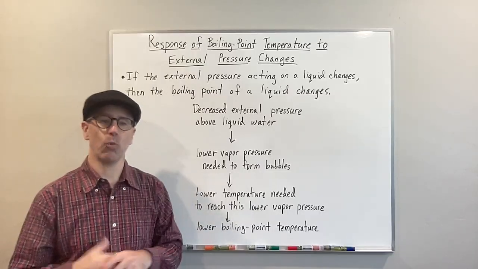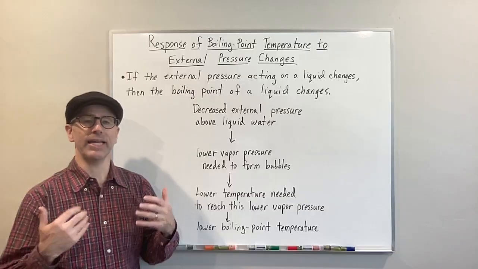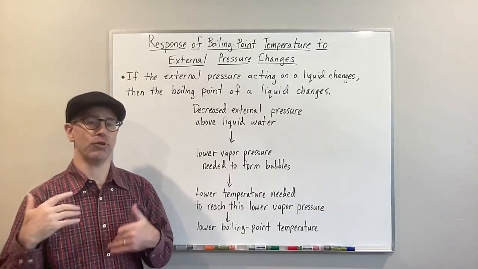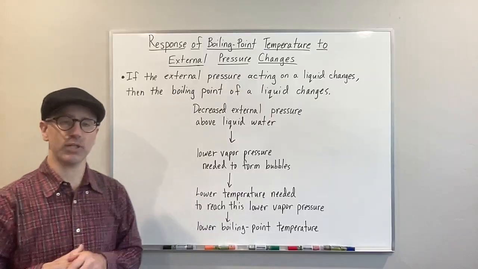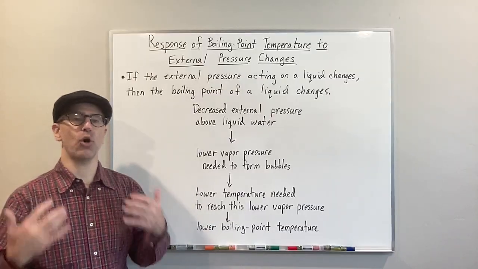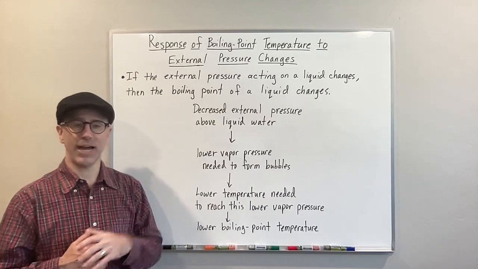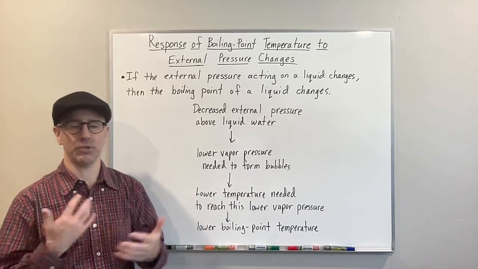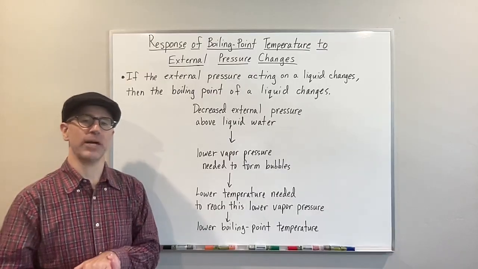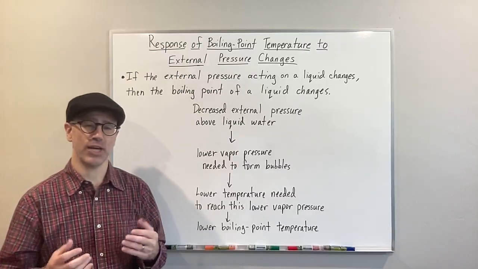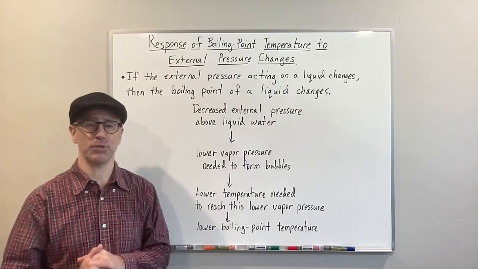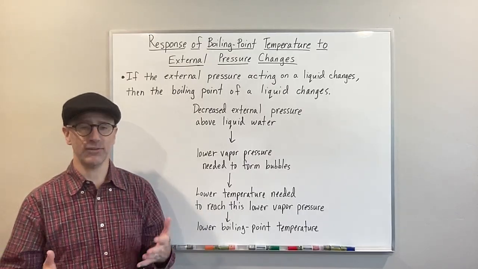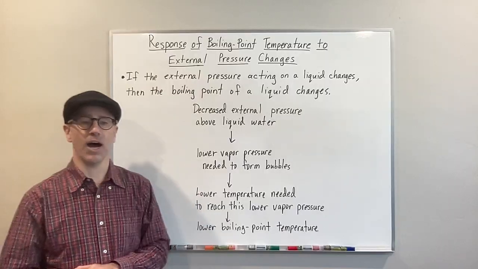So this will explain why it takes longer to cook food at the top of a mountain. If you go backpacking or mountain climbing, you'll notice that if you cook food at a higher elevation, you're going to need a longer time to cook the food. It also explains why food cooks faster in a pressure cooker. If you've ever used a pressure cooker, food will cook faster than normal. Well, why is that?